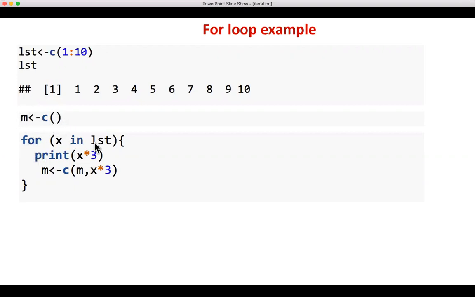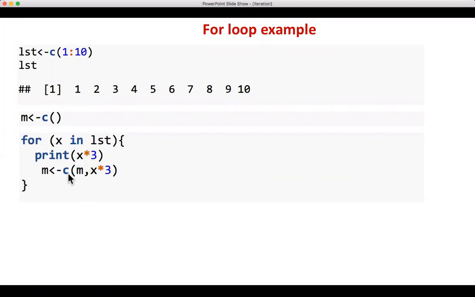And then we are saying for x in LST, that is, x in LST has to go into the parenthesis, and then you have curly brackets, open and close. Anything between those two will be executed once it iterates through your function. So what it does is, first x takes a value of 1. That's where it goes through. X is multiplied by 3.